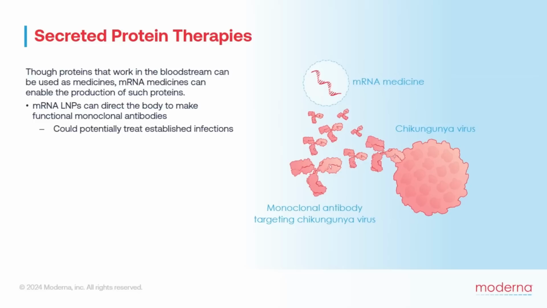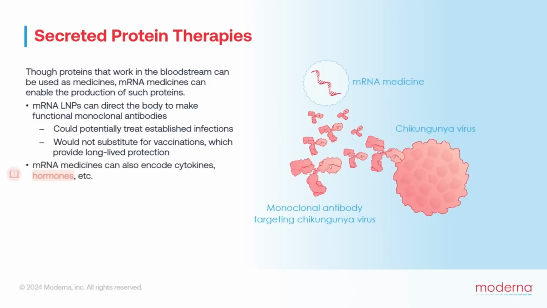However, because antibodies have half-lives of only 10 to 21 days, the protection would be relatively short-lived. Thus, monoclonal antibodies cannot substitute for vaccines, which provide long-lived protection against future exposure to the relevant pathogen. Also in development are mRNA medicines encoding other secreted proteins, such as cytokines, hormones, and immune modulatory proteins, to treat disorders ranging from cancer to cardiovascular disease to autoimmune conditions.